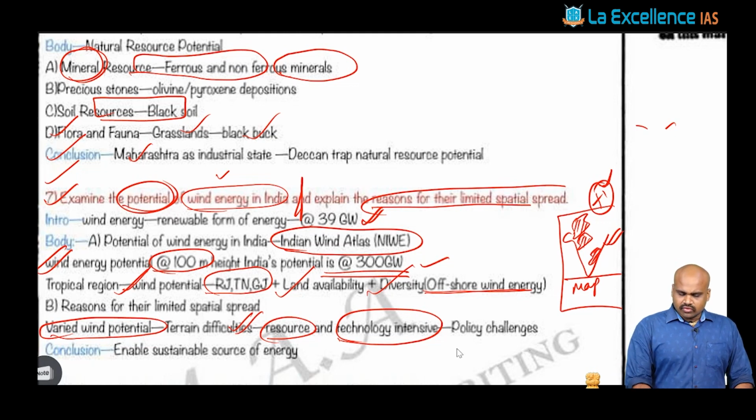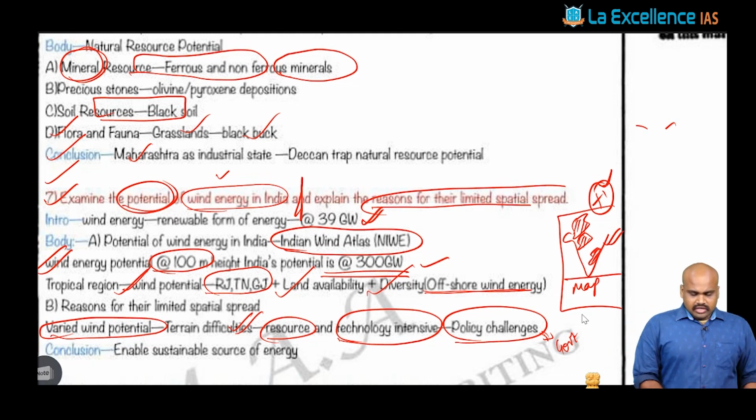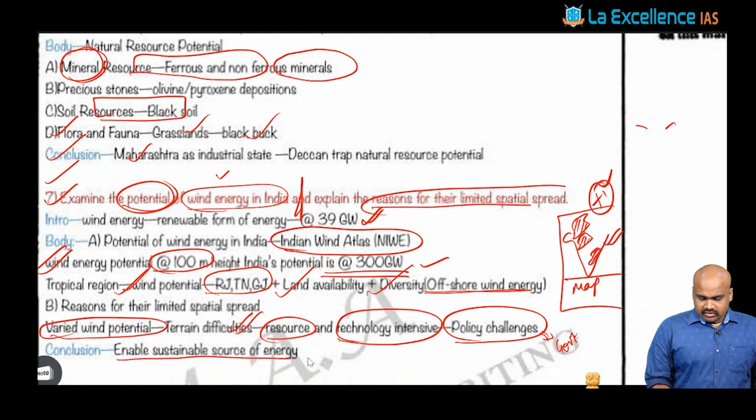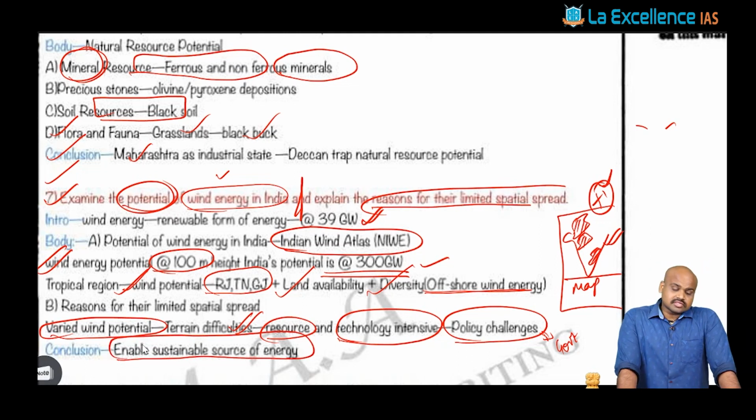Then again, we would also have certain policy challenges. Policy challenges are the kind of incentives that are generally provided by the government system, right? This is what the question is directing towards. And you can simply conclude by saying that this enables a sustainable source of energy. That is the simplest understanding that can be done with respect to this particular question, right?